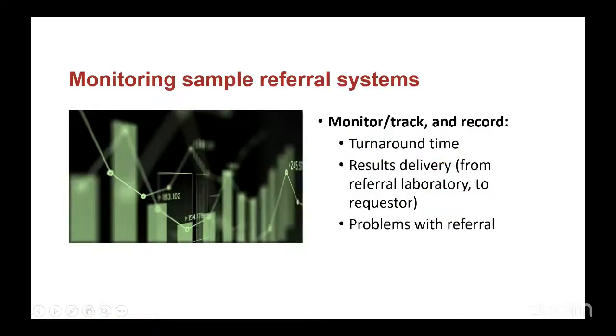Now, monitoring sample referral. It is essential that you monitor, track and record your turnaround time, result delivery from the referral lab to the requester, and problems with referral. So let's say, for example, they tell you that the sample is going to be ready in 5 days. You need to track it, because if you don't, at the end of the day, the lab may keep saying 5 days, 5 days, you are not getting your result, and you have told your patient, let's say, 6 days. At the end of the day, your client comes asking for his result. Why are you not getting the result from the referral lab? Result delivery: how is the result delivered? Electronically to your LIS, physical copy, hard copies, etc. Problems with referrals have to be monitored.